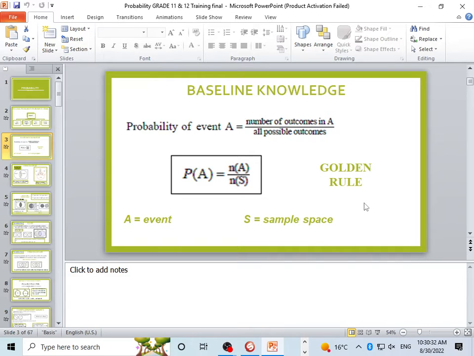The baseline knowledge: the probability of an event is the number of outcomes in A over all possible outcomes. So that's what we wrote down. The positive outcomes for whatever they are asking, over the total number of outcomes that we have.